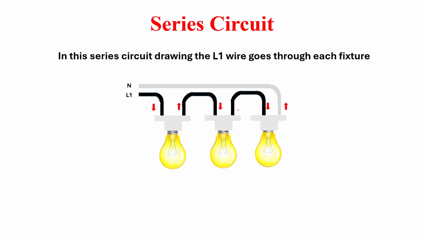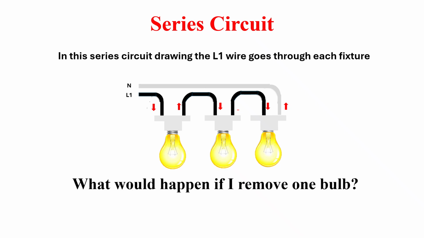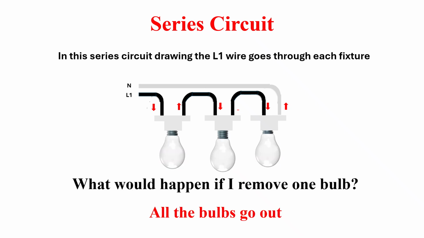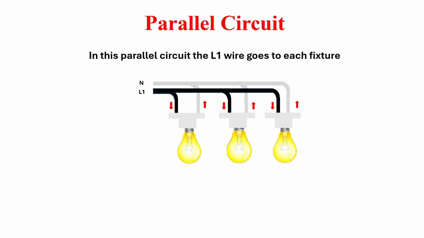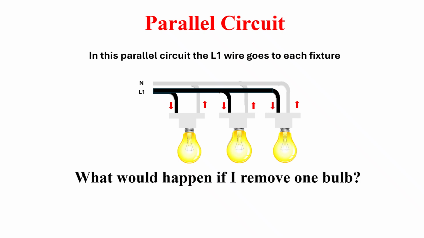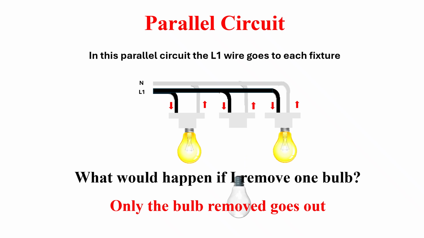In this series drawing, the L1 wire goes through each fixture. What would happen if I remove one bulb? All the bulbs go out. In this parallel circuit, the L1 wire goes to each fixture. What would happen if I remove one bulb? Only the bulb removed goes out.